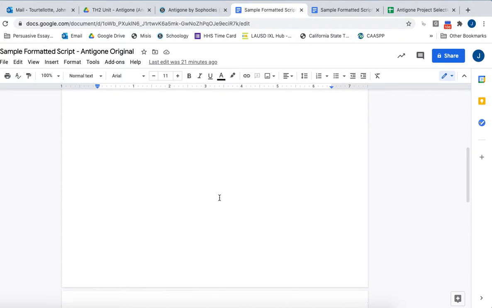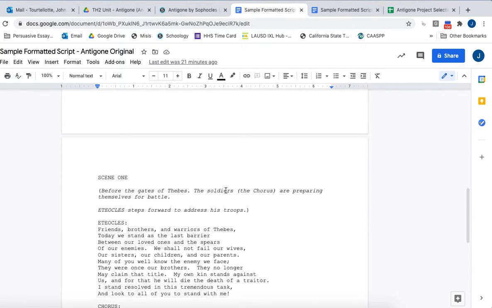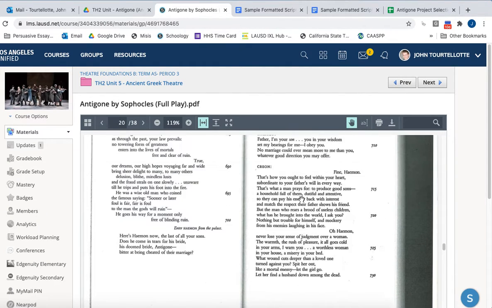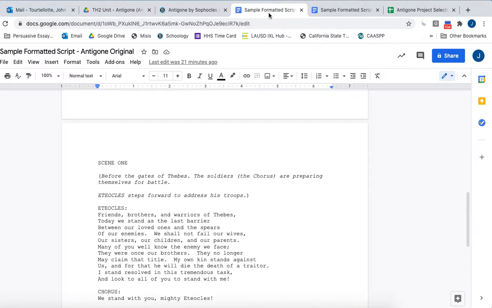If I'm writing an original, that means I need to write it in the style of the ancient Greeks, which means the language needs to be heightened, stage directions need to be very minimal, and it also needs to be formatted similarly to how it is formatted in the play. Because remember, the plays were written as poetry as well. So the language is heightened, very different from the way that we write plays today, most plays anyway.